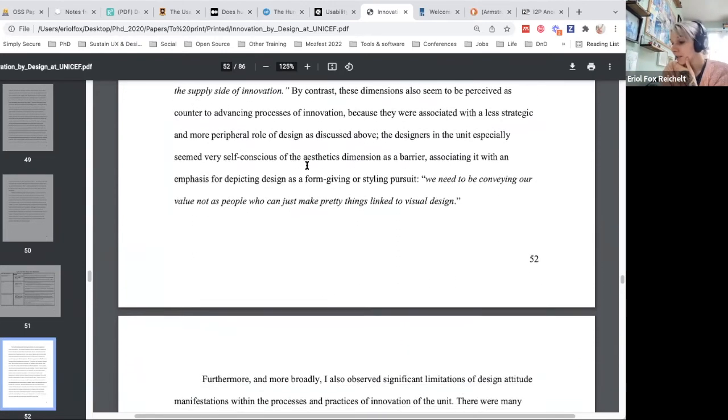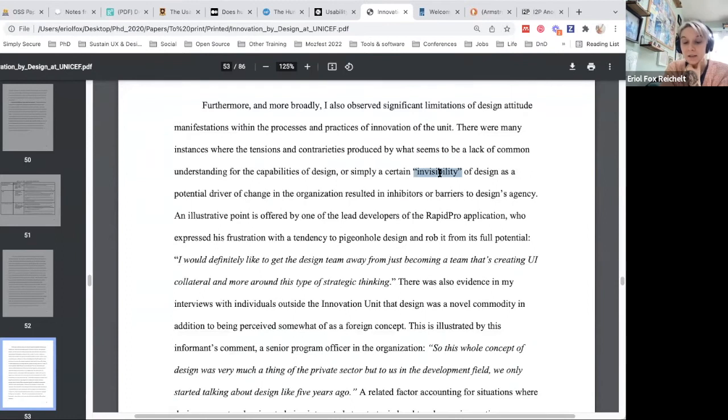There's then some really interesting stuff about invisibility of design. When you look at the two words, invisibility and openness, even if it's in the open, if it's invisible, you still can't see it. So this speaks to the invisibility of design. Even if it's open, it's invisible.